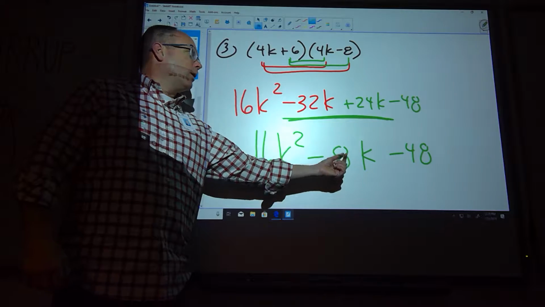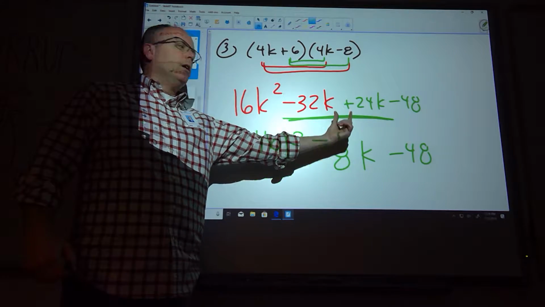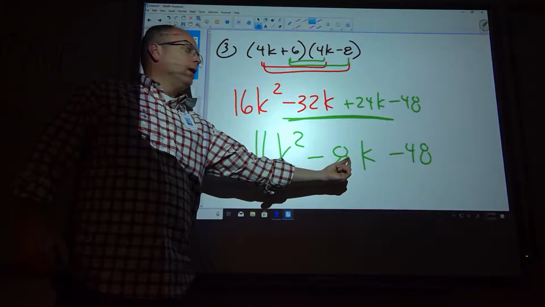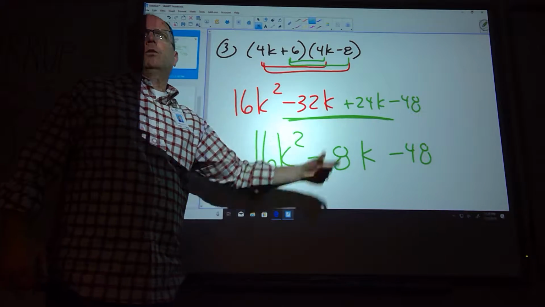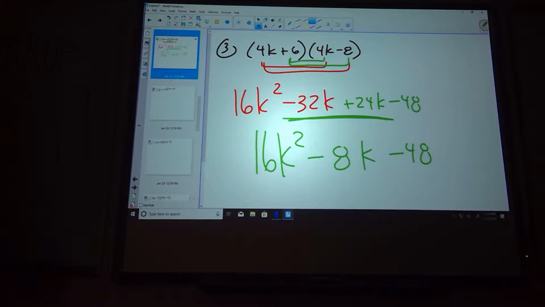But the one thing I want you to realize is you have these middle terms here that go down to this one. It's later when we start splitting this middle term to go back to those. And we have some pretty good ways to show you how to do it.